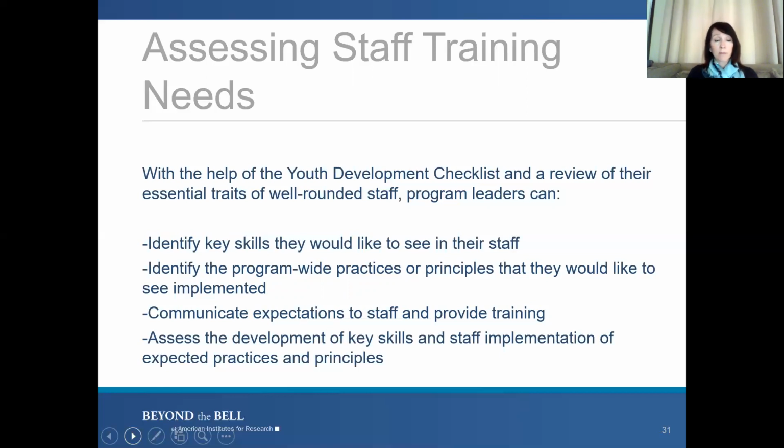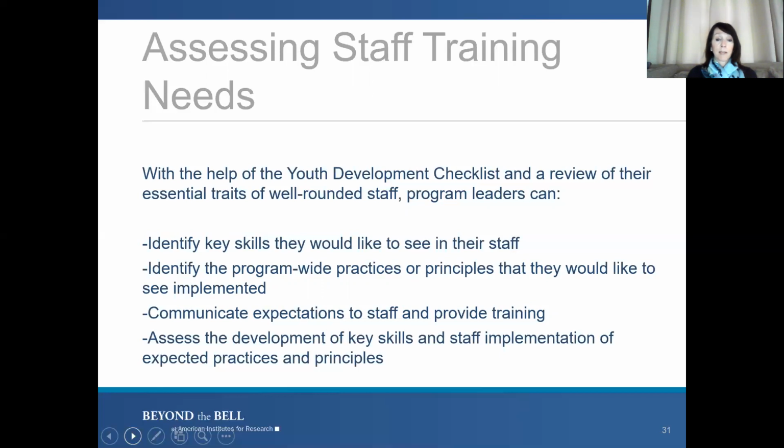Ideally, this would be for a school year program. This would be done during the summer before staff come for training and arrive. And so you can form a consensus on what skills and practices and principles you would really like to focus on with your staff to have a successful program.